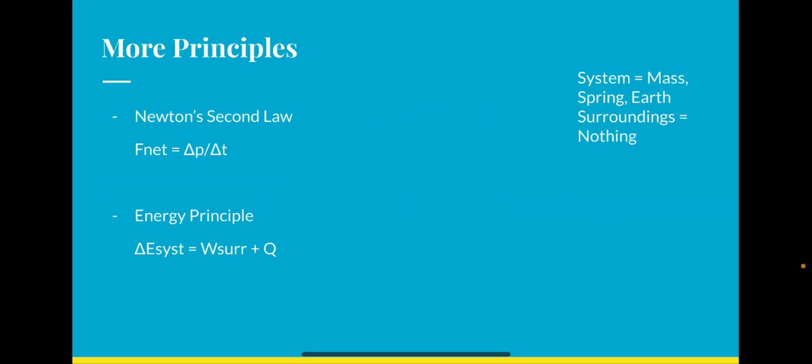We also need to make sure we identify a few important physics principles, including Newton's second law, which is a system's change in momentum proportional to net force applied, represented by F net equals delta P over delta t, and the energy principle, which is a system's change in energy equals the sum of work done by the surroundings and thermal energy, represented by delta E system equals W surroundings plus Q. Because we are isolating the system, we do not have actual surroundings we have to account for in this lab, but our system includes the mass, the spring, and the earth.